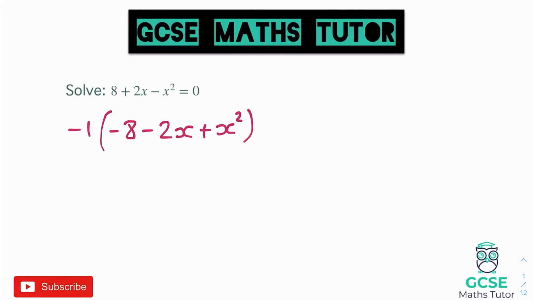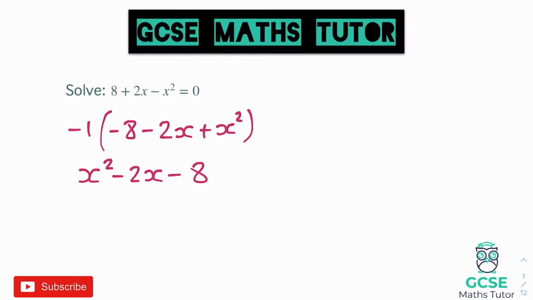You can actually forget about that -1 on the outside for the moment. In terms of our working out, if we want to keep it mathematically sound here, we do need to put the -1 on the outside, but personally I just like to rearrange it so that we have positive x squared, and I'll just change all the symbols. So we've got positive x squared, the positive 2x goes to a negative 2x, and the positive 8 goes to a negative 8. And we're just going to solve it from there.